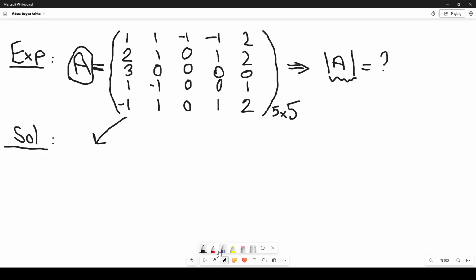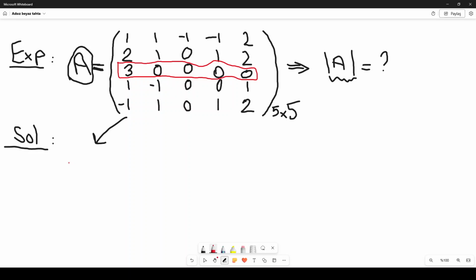And if you notice, let's use another color here. If you look at the third row that I just surrounded for you in red, you see we have 4 zeros here, right? So we have 4 zeros and only one non-zero element. That means it would be more convenient for us to start with the third row. In other words, we will expand our determinant along the third row.